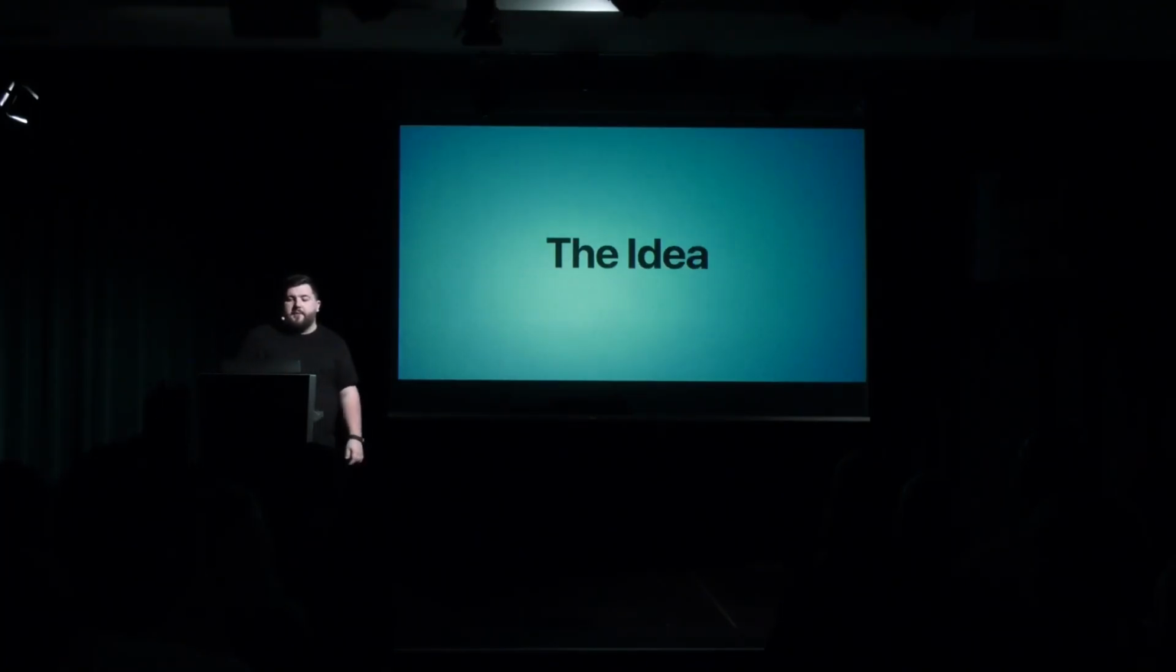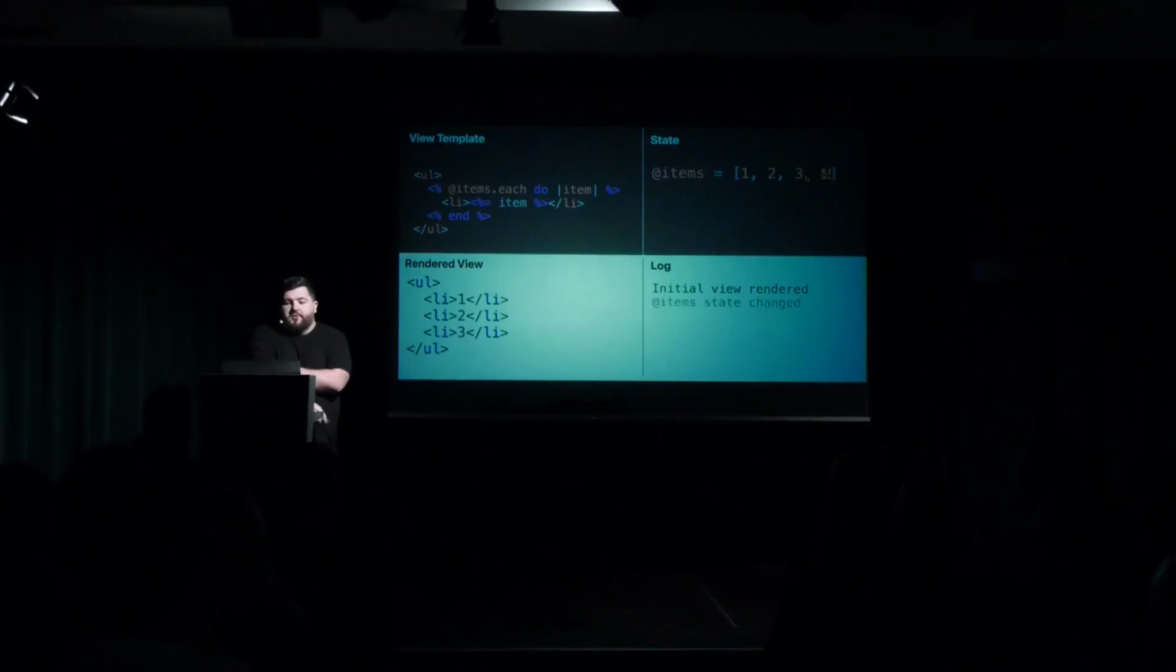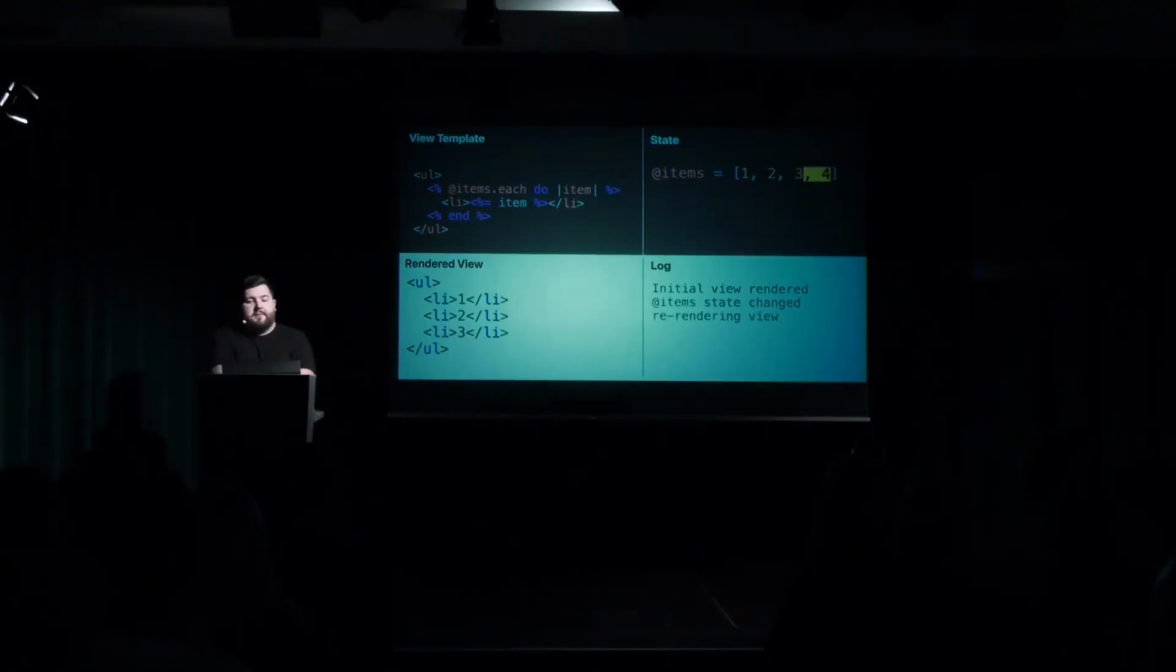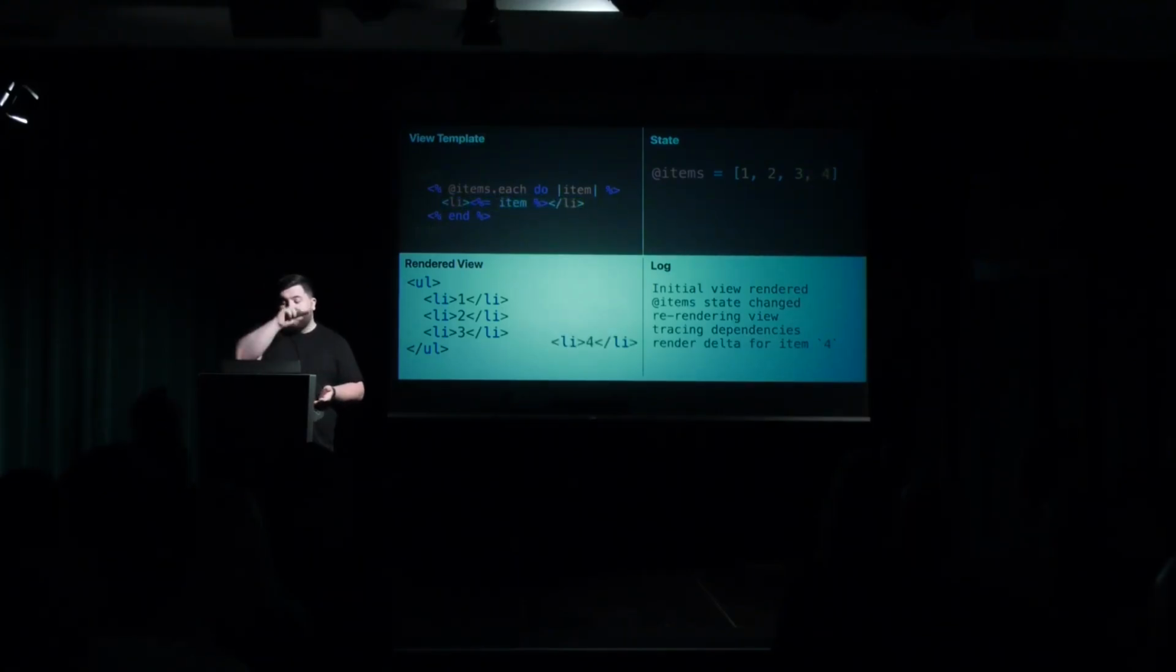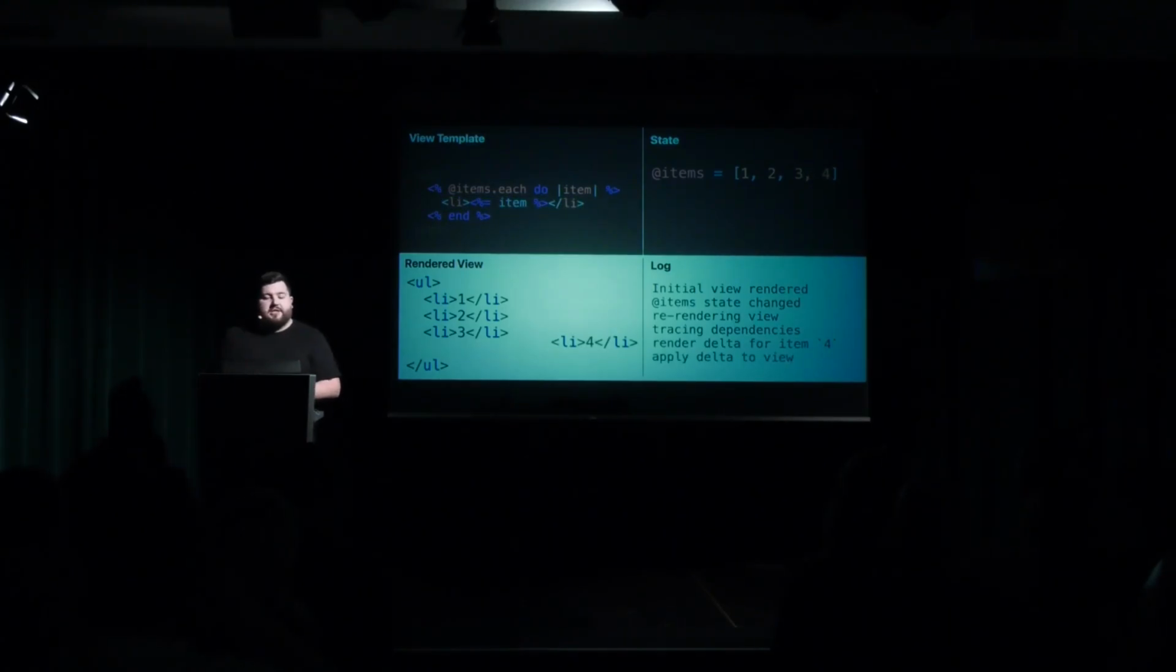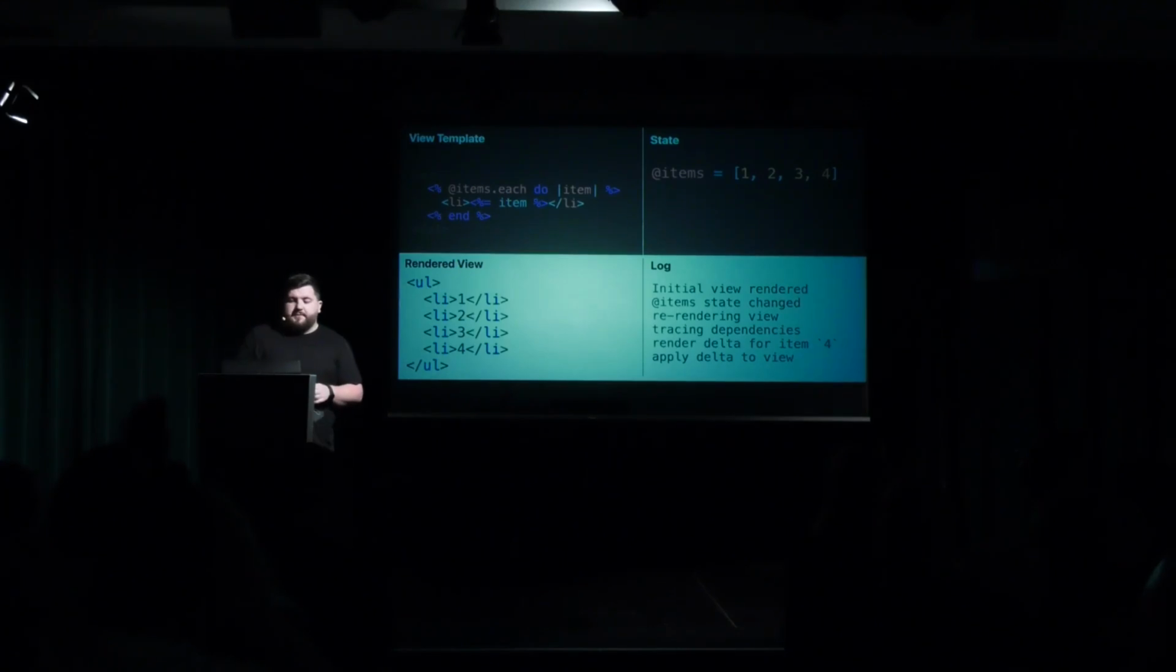So the idea here is we have our views, we have our templates, we have some kind of state. Whenever state changes, we look at what changed, and then we only render the parts that actually changed, and then try to send this to the clients, and then patch the client side to reflect these changes.